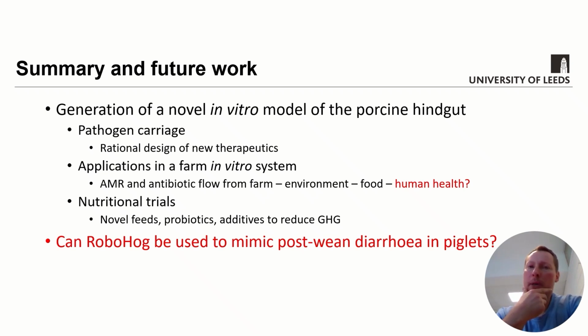So RoboHog is mimicking the growth phase of pigs. But of course, when talking with our industrial advisors, one of the big problems of pig growth is post-wean diarrhea. When the piglets come off their mother's milk, they typically suffer from diarrhea because of overexpansion of opportunistic pathogens. And so we want to try and use RoboHog to mimic what's happening in these piglets at this time. And that's quite an exciting phase for us to do.